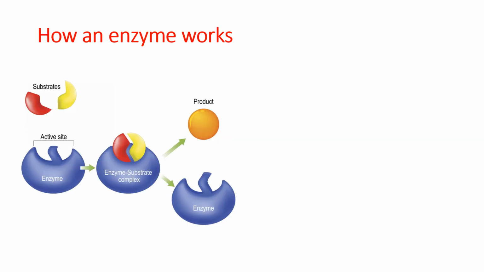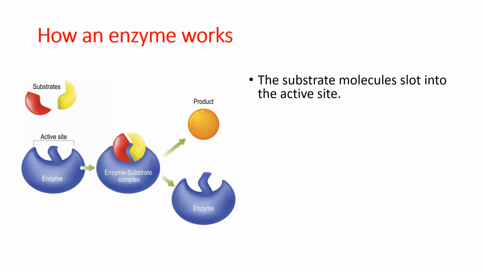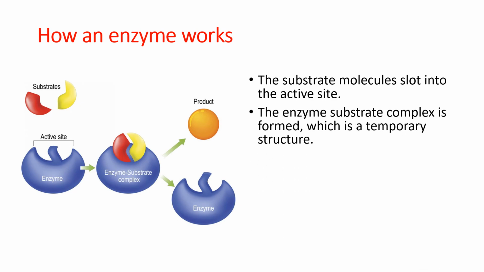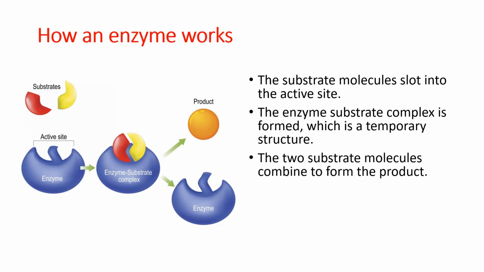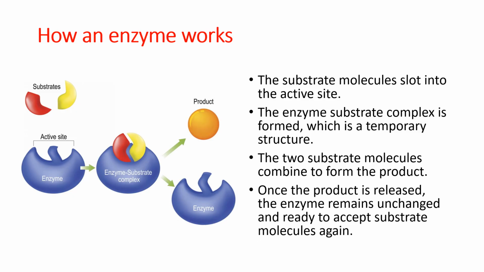So this diagram helps us to understand how an enzyme works. So we can identify the enzyme molecule in blue color, and there are two substrate molecules, red and yellow. First, the substrate molecules slot into the active site of the enzyme. The enzyme substrate complex is formed, which is a temporary structure. The two substrate molecules then combine to form the product. Once the product is released, the enzyme remains unchanged and ready to accept substrate molecules again.